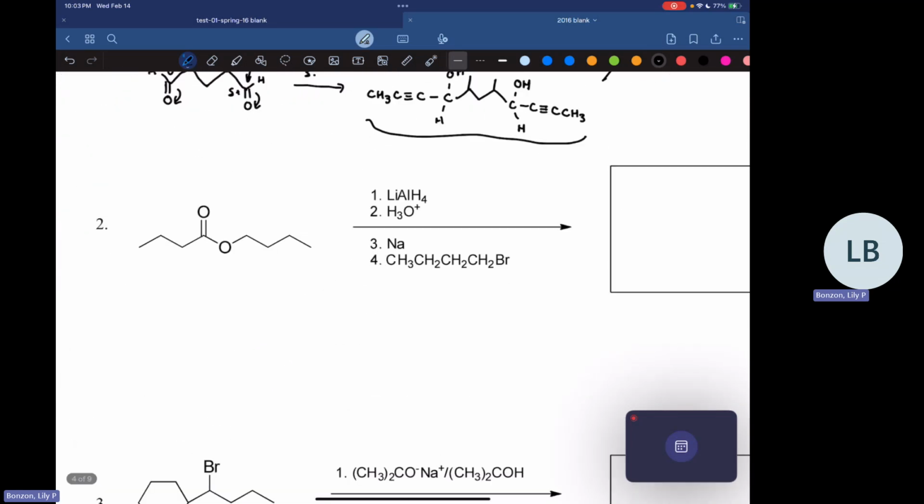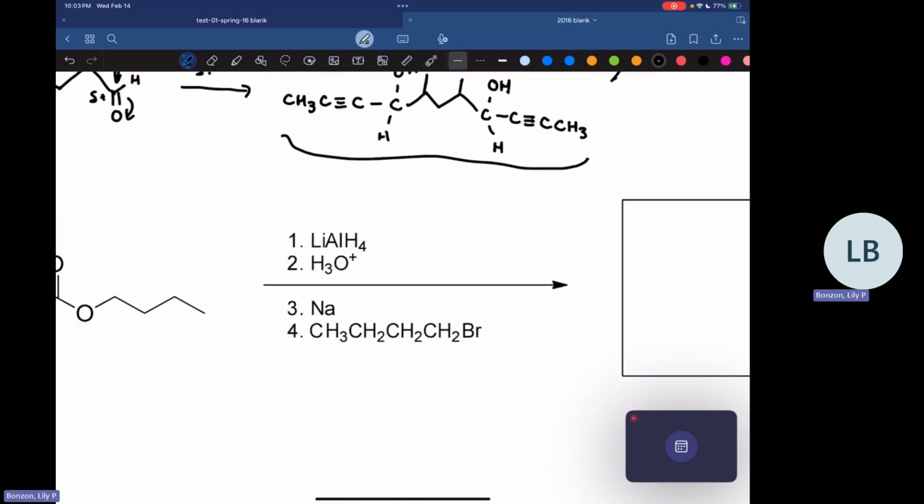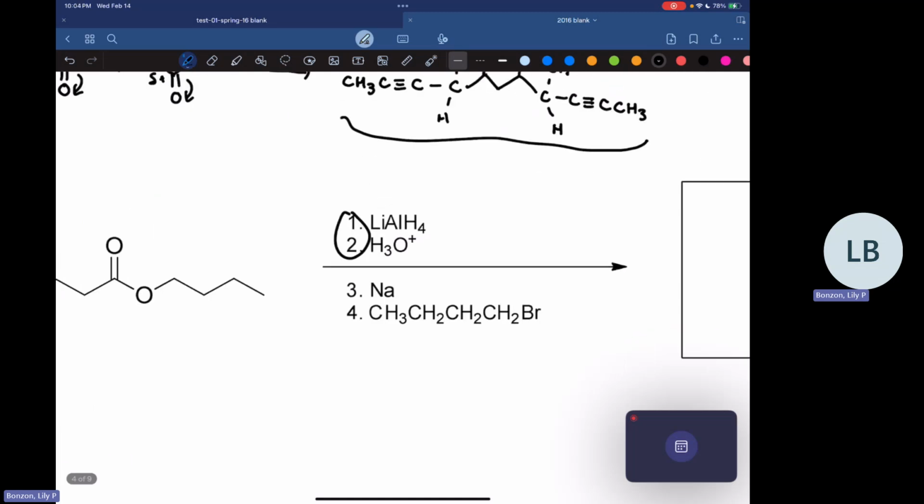All right, moving on to reaction 2. So we've got LiAlH4 and H3O+. Now, these ones are also kind of coupled together, but I'll show the product of step 1 first.